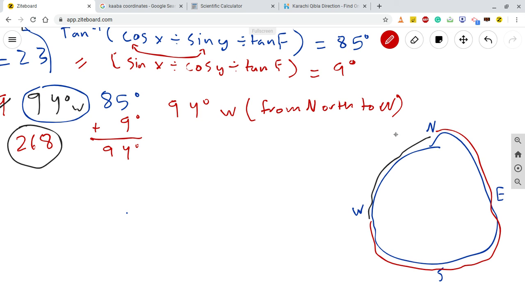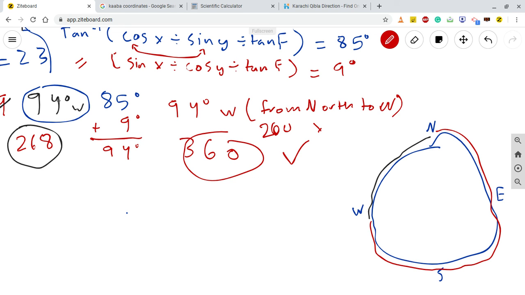So both are correct. And the proof is that if we add them both, it will make the whole earth, a full circle of directions. So here we'll add them both. If it comes to 360 degrees, 1 or 2 degrees doesn't matter, so we are correct. Or if it comes to anything like 207, then it will be incorrect.